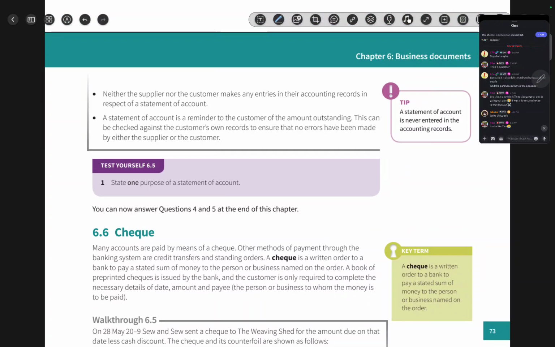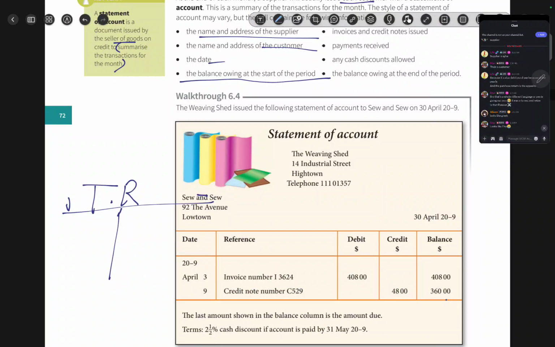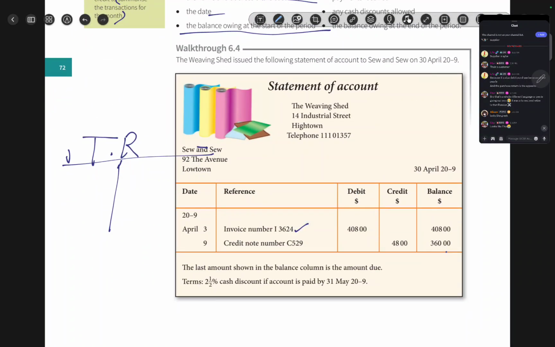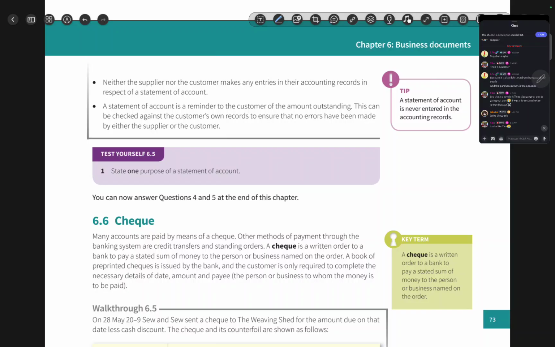Neither the supplier nor the customer makes any entries in their accounting records in respect of a statement of account. You know why this happens? Because this is a summary. Everything's already recorded. We already recorded this as purchases or sales, and this as sales returns or purchase returns. For the supplier it's going to be sales returns, and for the customer it's going to be purchase returns. A statement of account is a reminder to the customer of the amount outstanding.